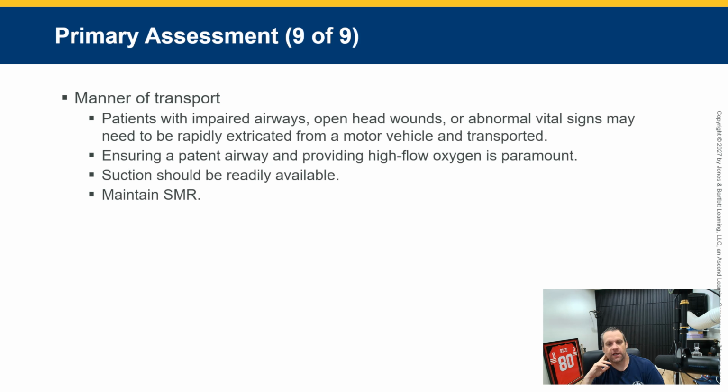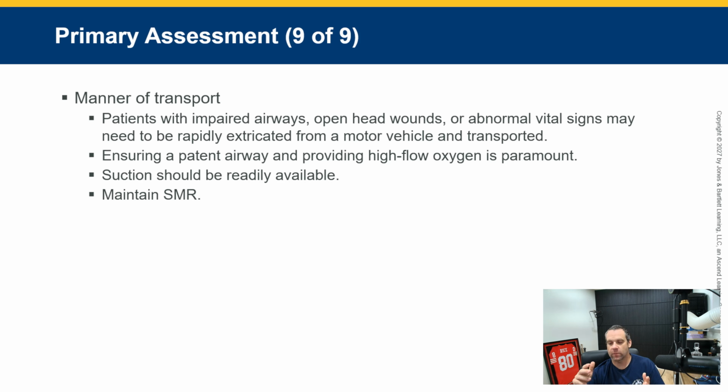The last part of your primary, again, should include your plan of action of how you want to treat the patient, either initially, or do you want to stay and play? Do you want to load and go? Where's ALS? Do you need ALS? Where's the closest hospital? Transport is always going to be a very critical element because these patients typically need definitive care. So your plan should begin during your primary assessment. A patient with an impaired airway, not breathing well, open head wound, abnormal vital signs, signs of shock, those patients need rapid extrication from the scene and immediate transport.